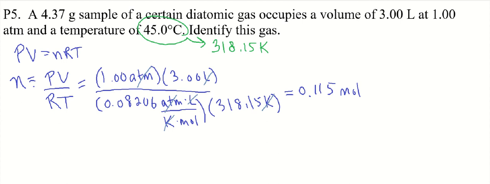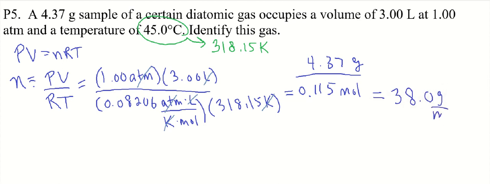Now we can get the molar mass. Molar mass is grams per mole, so we'll just put the grams given right above it, 4.37 grams. Now we can't leave our answer like this, we've got to simplify that. So 4.37 divided by that number that was stored in our calculator earlier, the 0.1149 number, is 38. So the molar mass is 38.0 grams per mole.